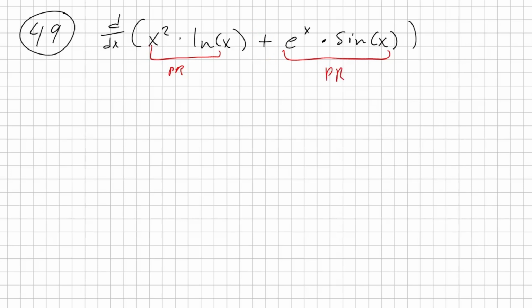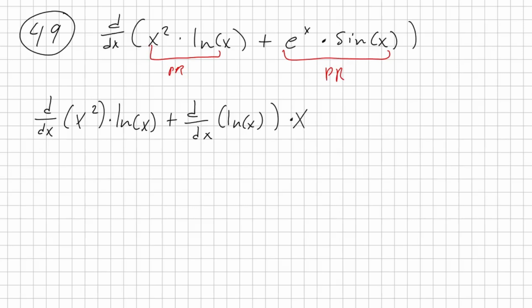Alright, so let's do this. I'm going to do this side first, so it's going to be the d over dx of x squared times the natural log of x, right? And to that we're going to be adding the d over dx of natural log of x, correct? D over dx natural log of x, and then we're going to be multiplying that with x squared. So that's our first thing.